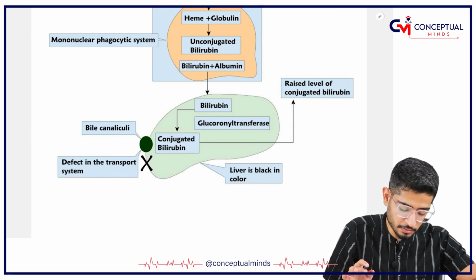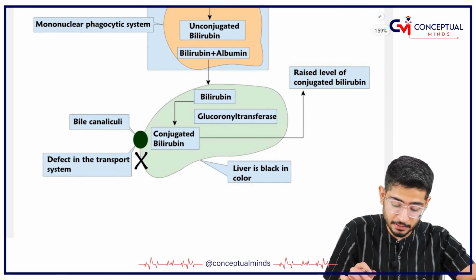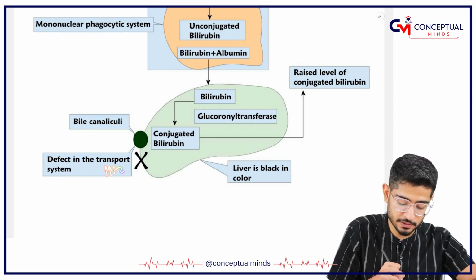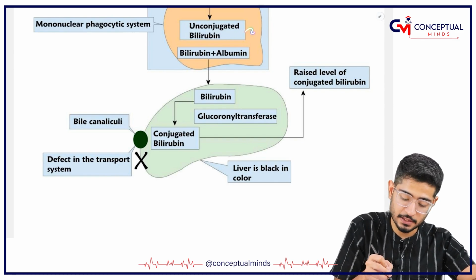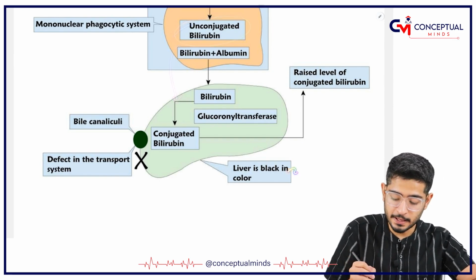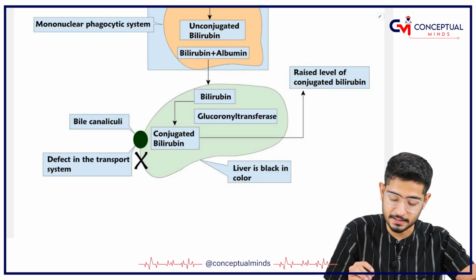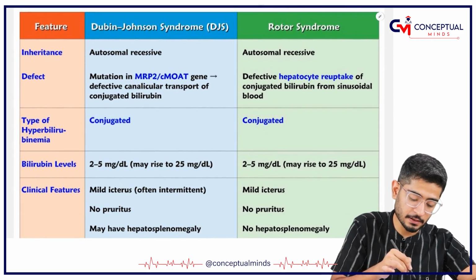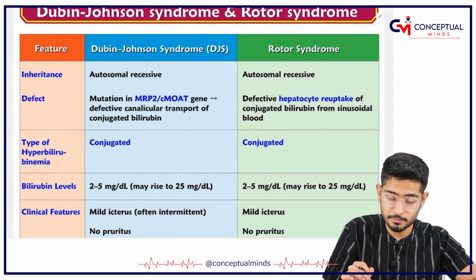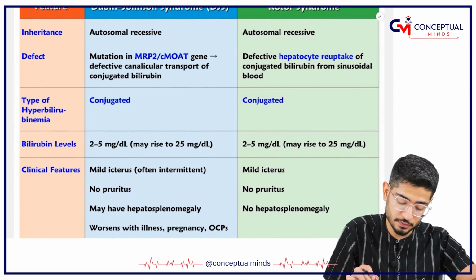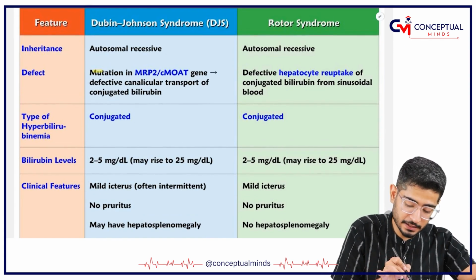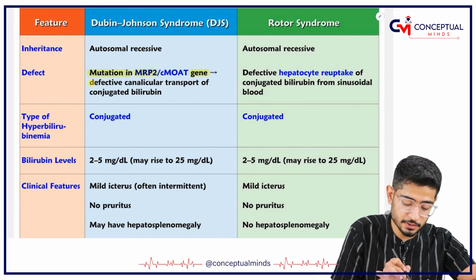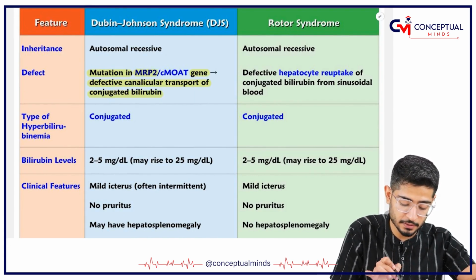Now please understand that this is possible if there is a good transport system working, which is carrying this unconjugated bilirubin inside the hepatocytes, inside the liver cells. Can you understand this? So what happens in Dubin-Johnson syndrome is that there is a mutation in the MRP2 gene, which leads to defective canalicular transport of conjugated bilirubin.